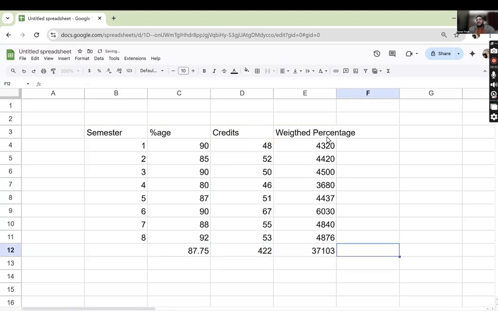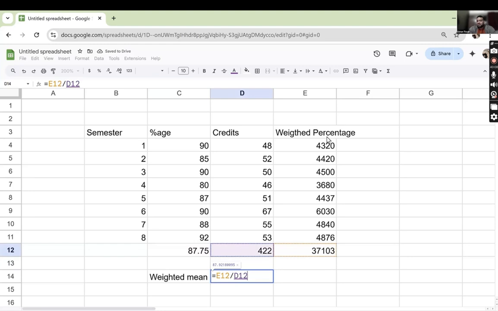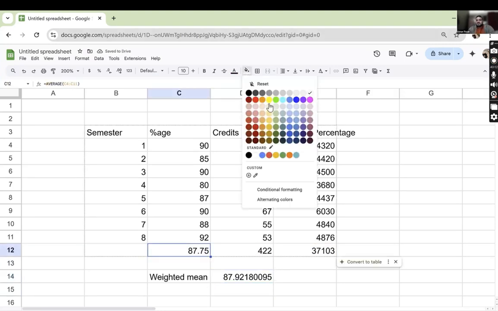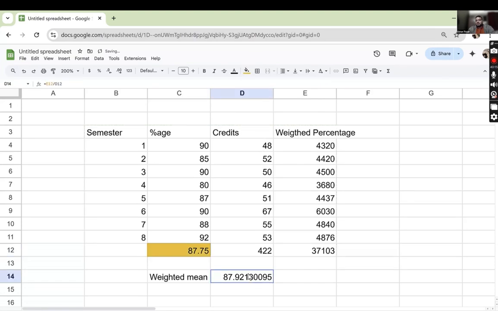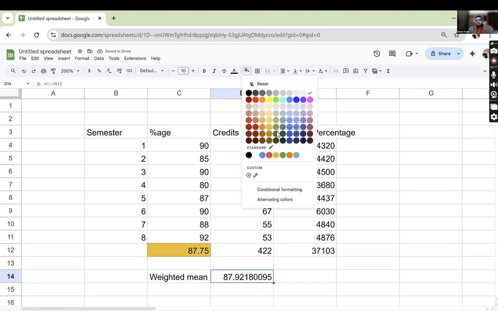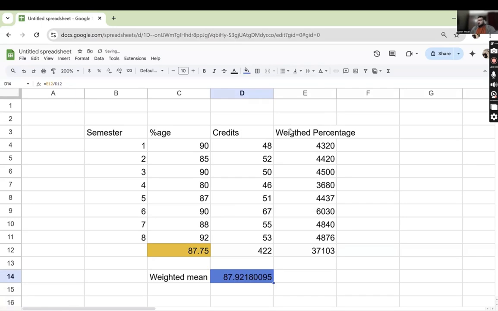Now, when I am calculating the average, this weighted percentage is my sum of all observations, and credit is going to be my total number of observations. So now my new weighted mean is going to be 37103 divided by 422. Can you see this number, where all the subjects have equal weightage, versus this number where a subject has a higher weightage, coming as different.